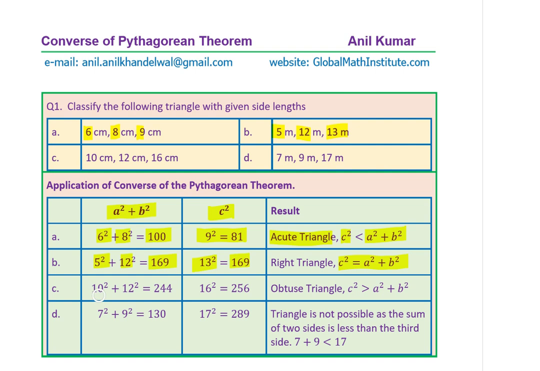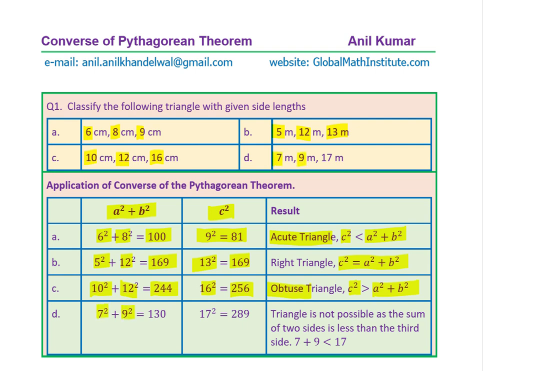Now in C, we have two side lengths which are 10 and 12. So 10 square plus 12 square gives us 244. And what is 16 square? Well, 16 square is 256. Now 256 is greater than 244, and therefore that should be an obtuse triangle. Does that make sense to you? Perfect. The last one is slightly tricky. We again did the same thing.